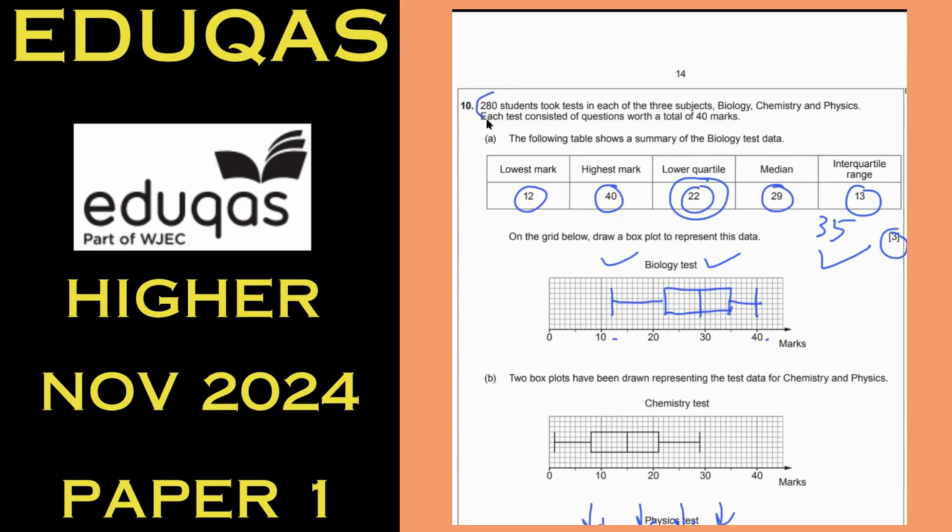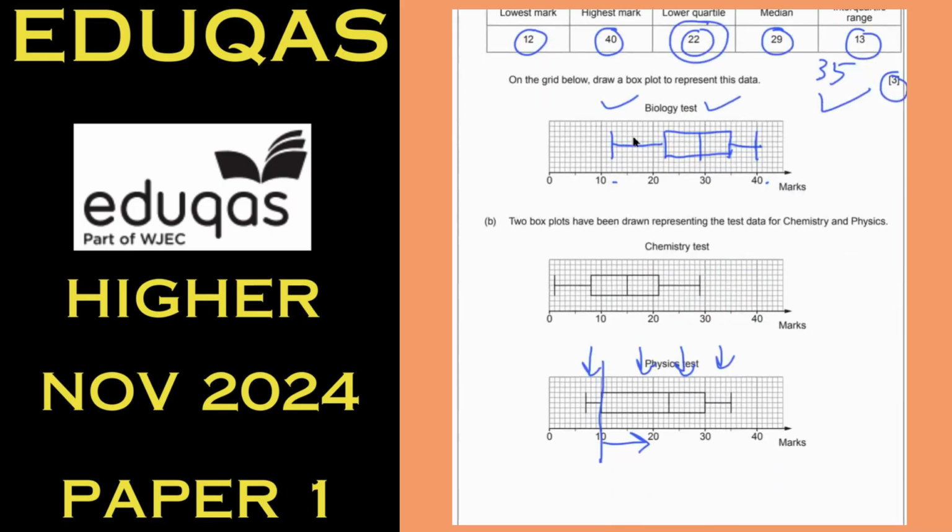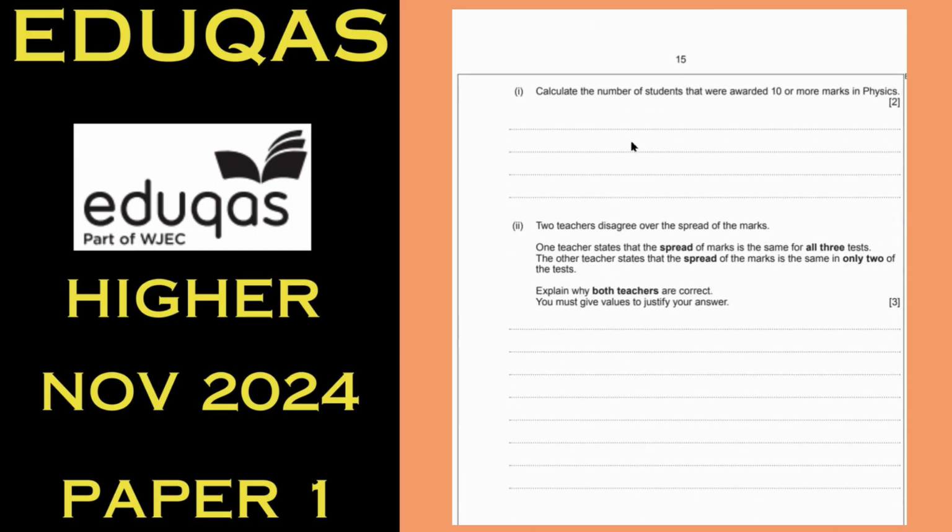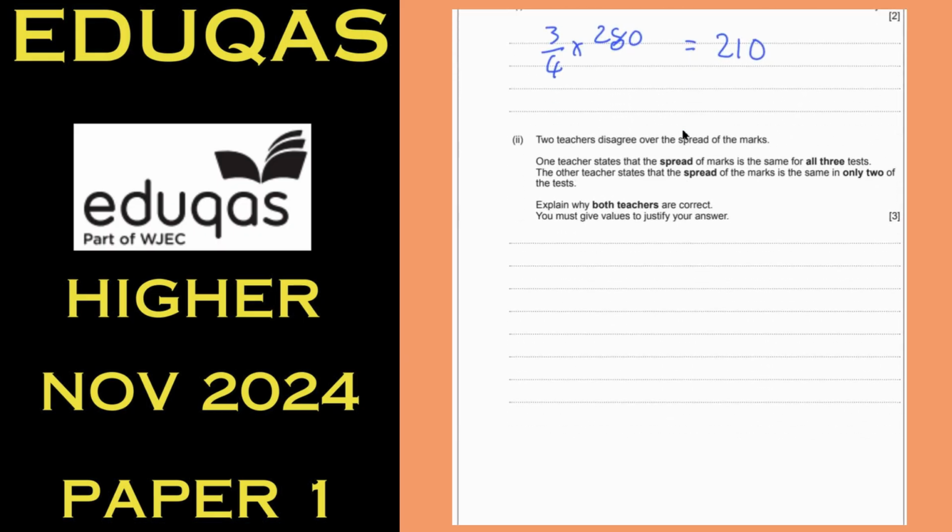As you can see, it's 280 students. We need to work out 3 quarters of 280. If you do 280 divided by 4, you get 70. 70 times 3. We're done. 1 mark for 3 quarters, 1 mark for 210. Part II, oops, can't get it right.